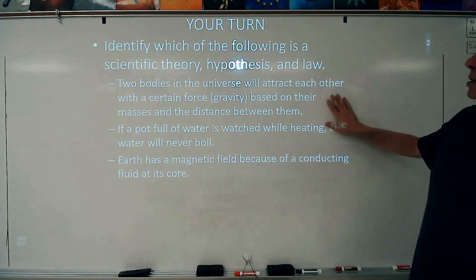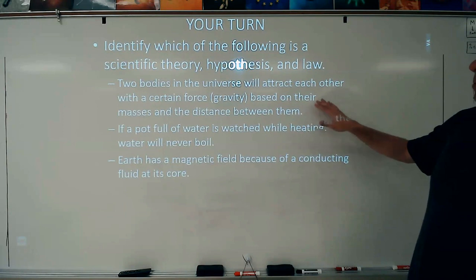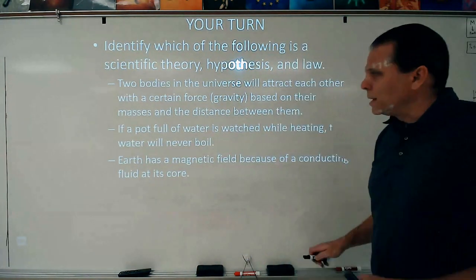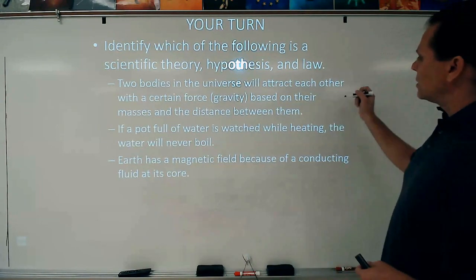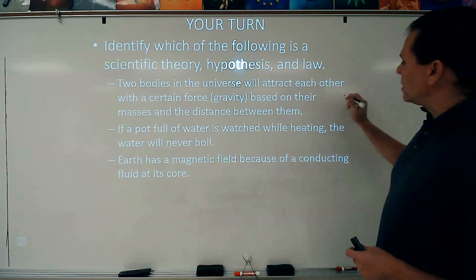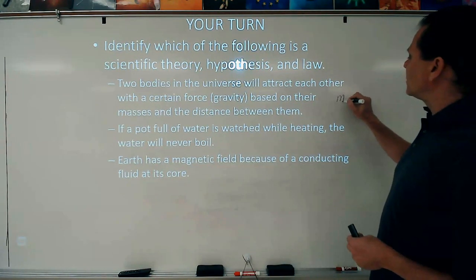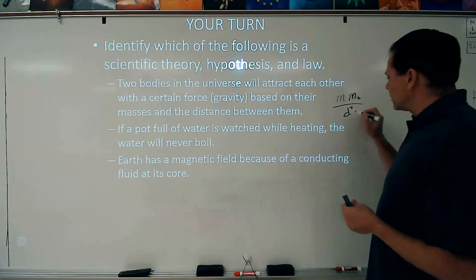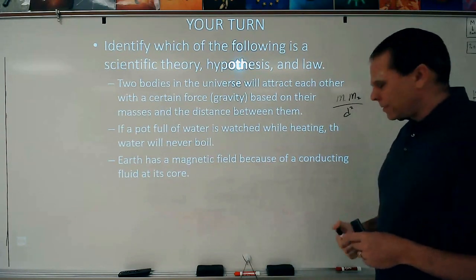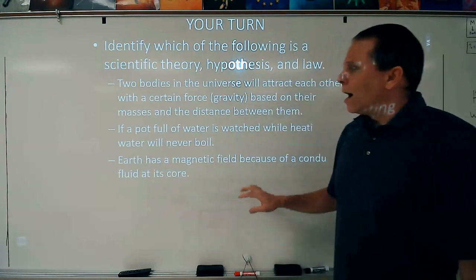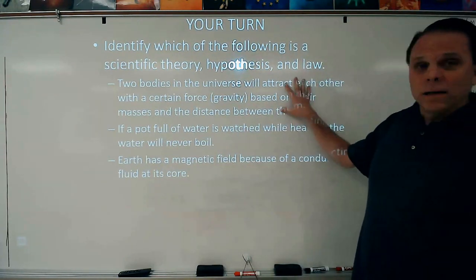Two bodies in the universe attract each other with a certain force based on their masses and the distance between them. This sounds like a formula, doesn't it? Don't we have a formula? If you guys remember from physical science, you have this law of gravity that talks about the masses, the m1, the m2, remember, divided by the distance squared, things like that. And then the universal gravitational constant there. That's going to be a law.